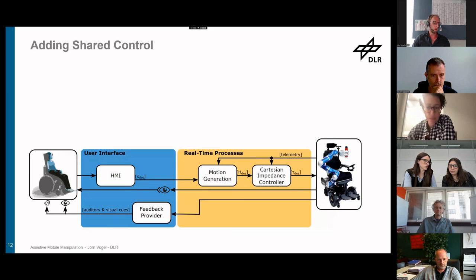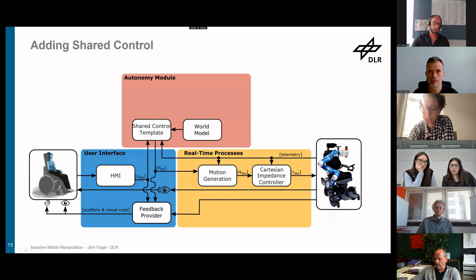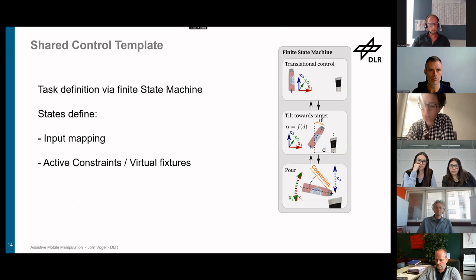So if we take this control scheme of having a user interface and some real-time processes to control the robot with the user input, basically what we do is we take the user input and feed this into an autonomy module that adapts the user commands to give support or to control the robot in a more efficient way. Of course, this needs information from the surrounding world, so we need a world model to fill this. The way we do this is that we model tasks like picking a bottle as a sequence of states in which different so-called input mappings and active constraints are acting.